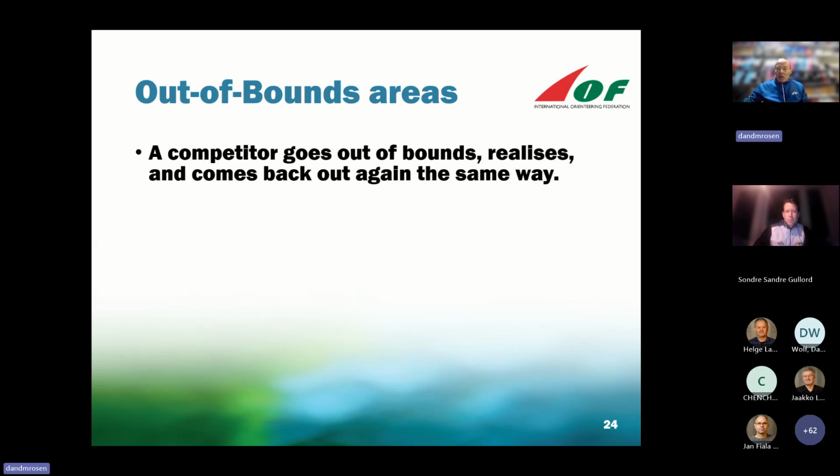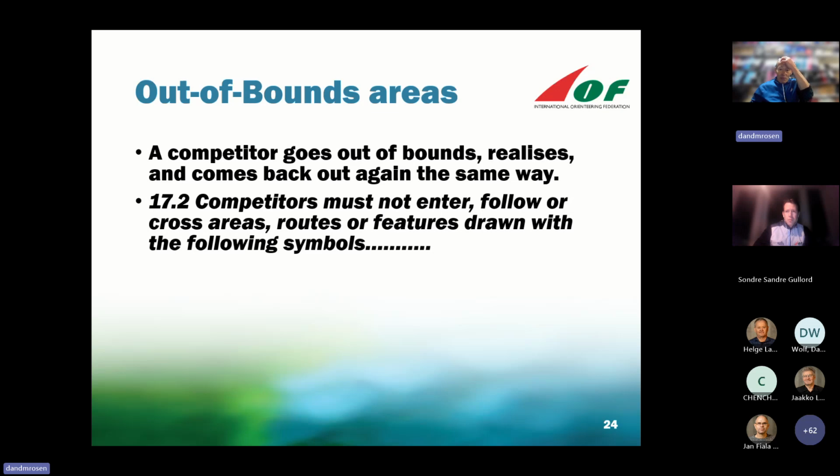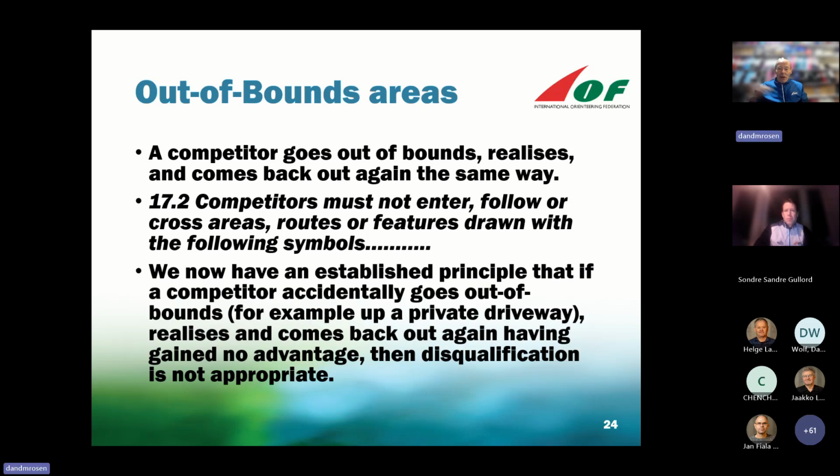But if a competitor goes out of bounds, realizes and comes back out again the same way, the rule is competitors must not enter, follow or cross areas, routes or features drawn with the following symbols. But we now have an established principle, going back especially to the World Championships in Denmark, that if a competitor accidentally goes out of bounds, for example, up a private driveway, realizes and comes back out again, having gained no advantage, and in fact lost time, then disqualification isn't appropriate.